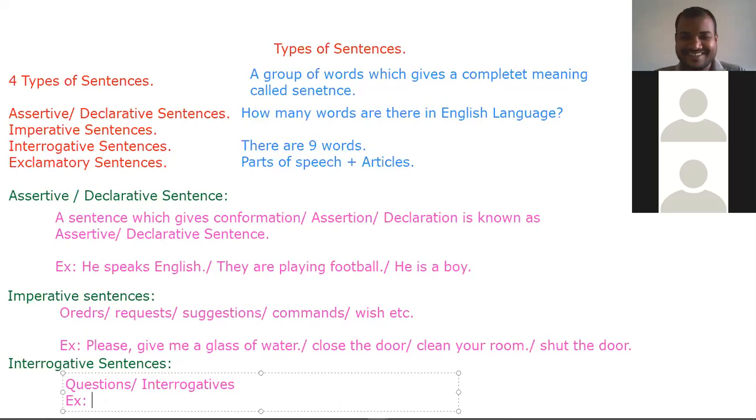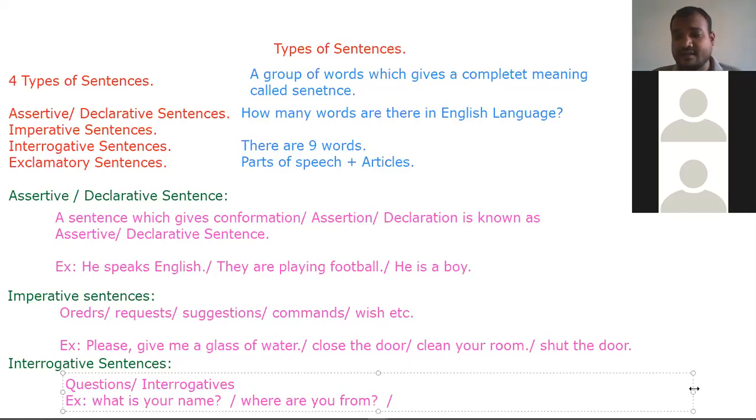How many types of questions are there? Two types. Very good. So, what is your name? Where are you from? How are you? How old are you? How is your friend? How are your family members? All these are nothing but questioning. Is it your house? Are you a student? All questions come under interrogative sentences. Is it clear so far? Any doubts? No, sir.